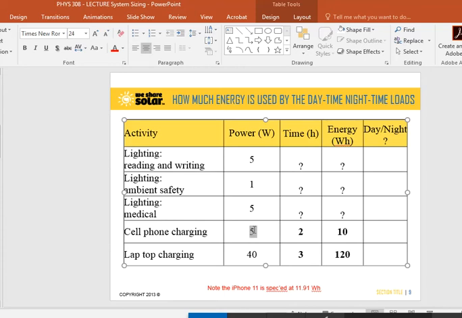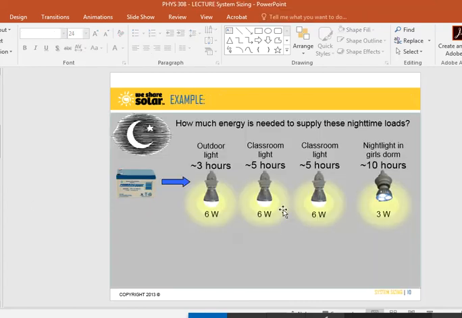So this idea here of 5 watts charging for 2 hours per day, that's probably about right. So that's how much you might expect, 10 watt hours or so for charging up a phone. That's about right. How much energy is needed to supply nighttime loads, sorry.